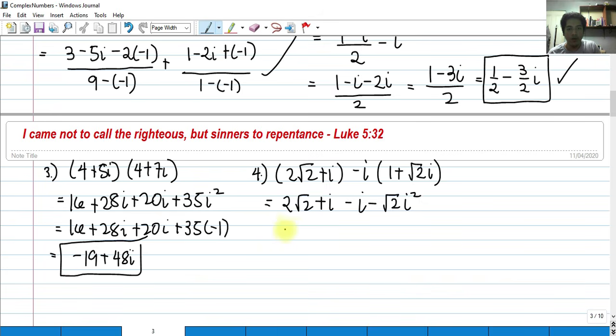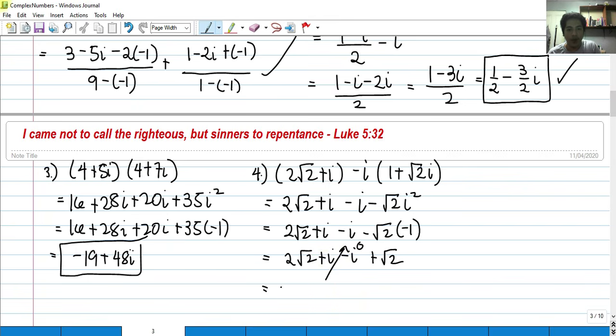Okay, and we know that if we continue this, negative i squared is simply equal to negative 1. So this term becomes negative 1 times negative square root of 2. That becomes positive, so we have positive square root of 2. Plus i minus i will cancel, so this is 0. Then we have 2 square root of 2 plus square root of 2, and that is 3 square root of 2. So this is our answer.